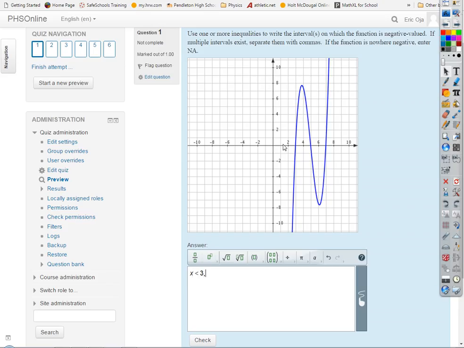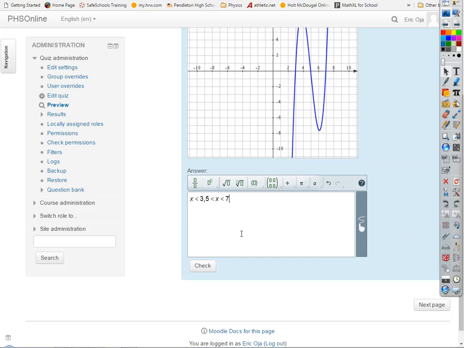Or, looks like the other interval where this function is below the x-axis is this loop right here. And that occurs between the x values of 5 and 7. So then we'd say x is greater than 5 and less than 7. Oops, that's wrong. That's what I meant, less than 7.